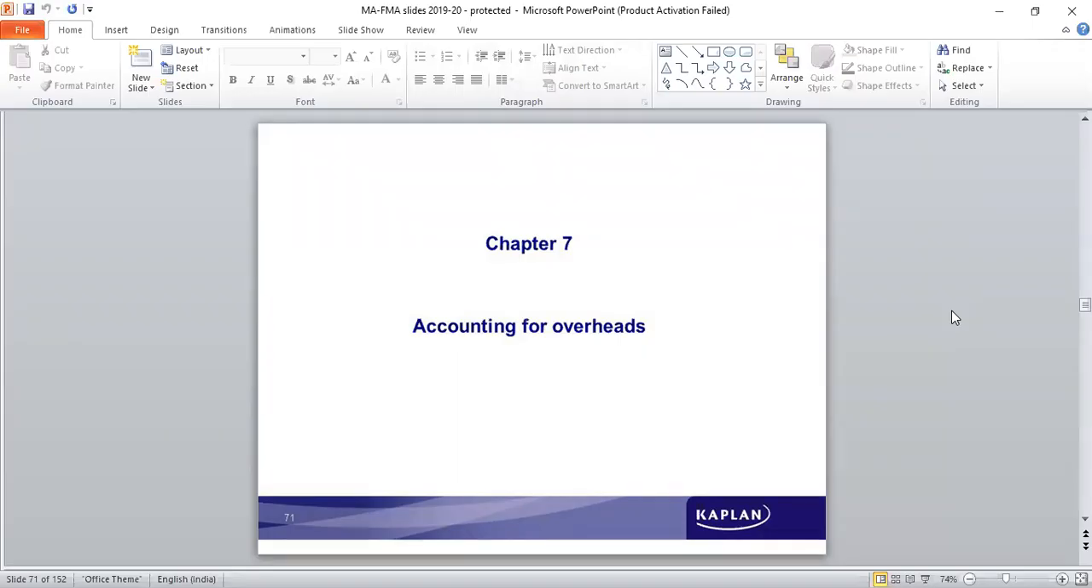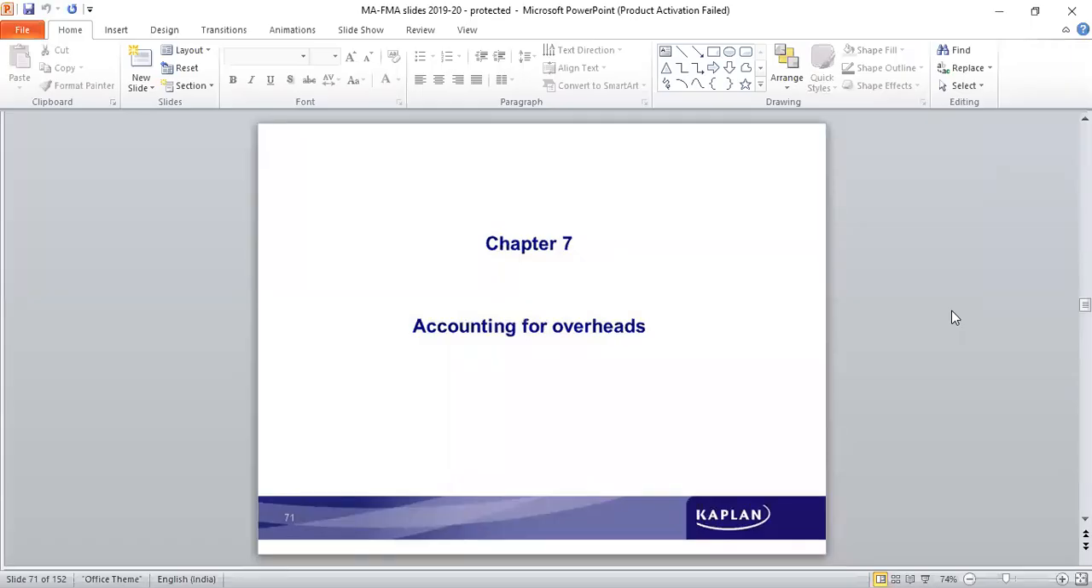We'll go to the next topic, which is accounting for overheads. So, in simple terms, what are overheads? Any one of you, you can either answer it or write it in the chat box. What are overheads? Based on identifiability, costs are classified as direct costs and indirect costs. All indirect costs are called overheads.